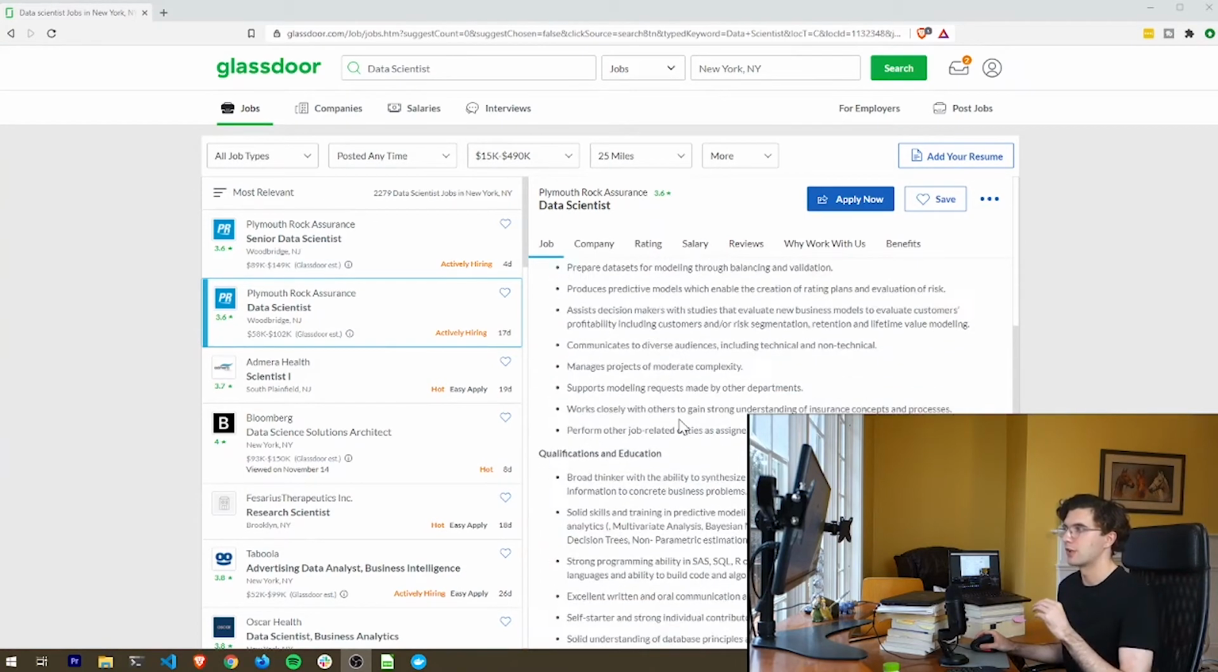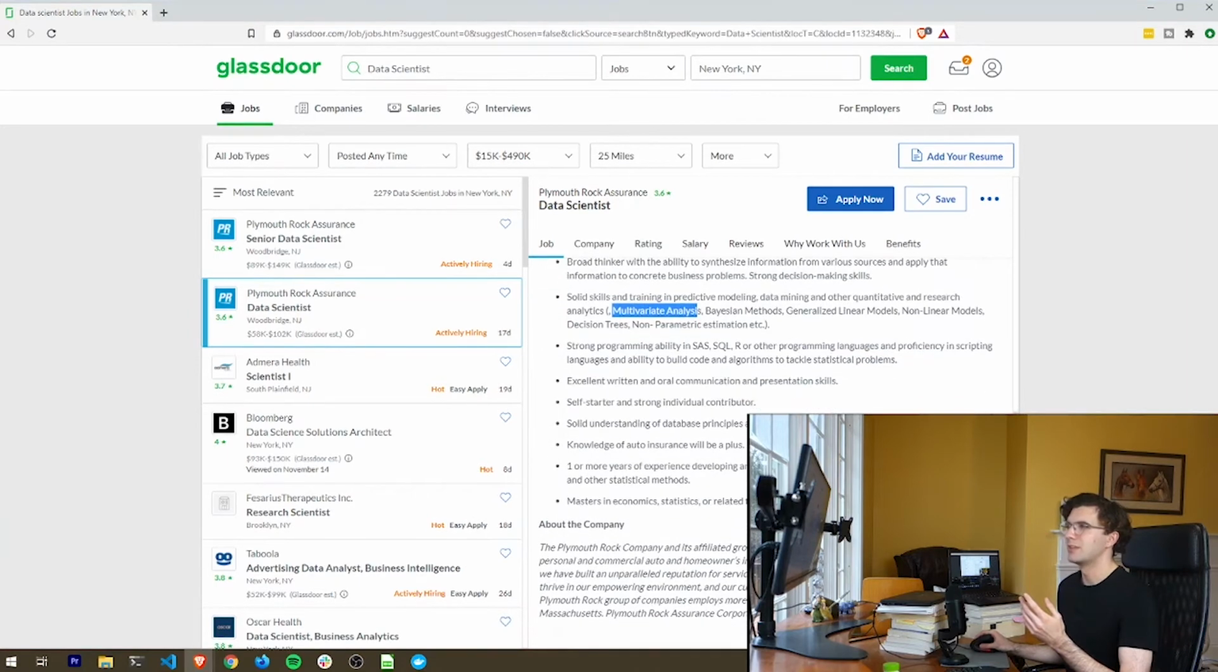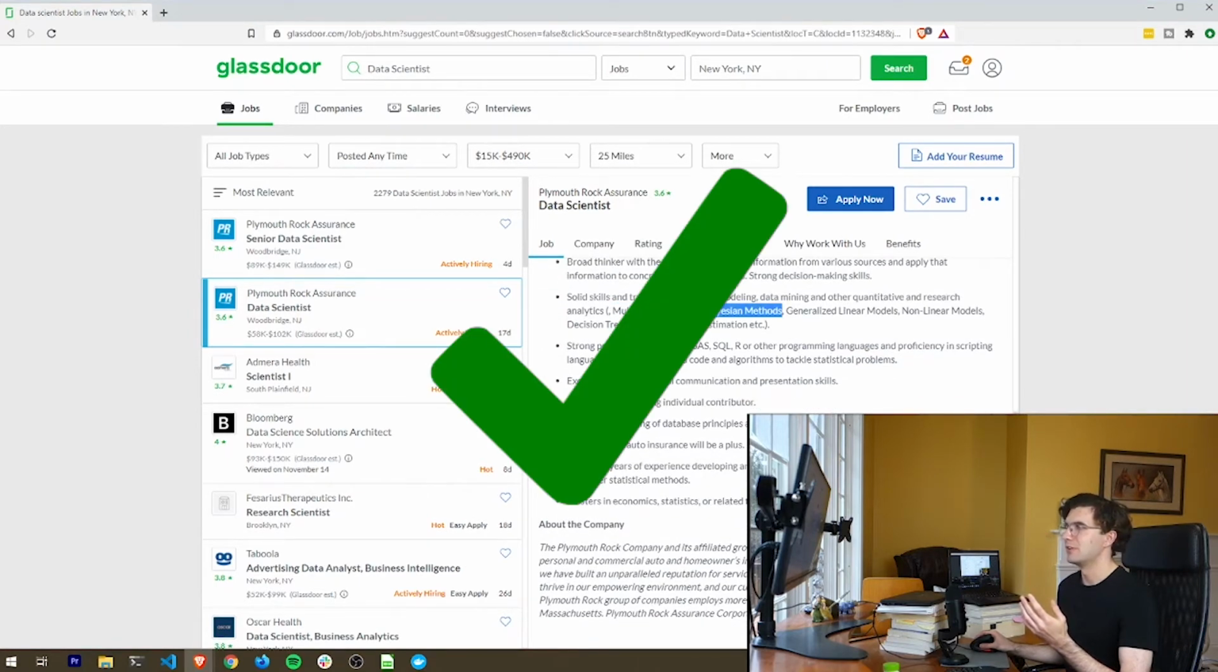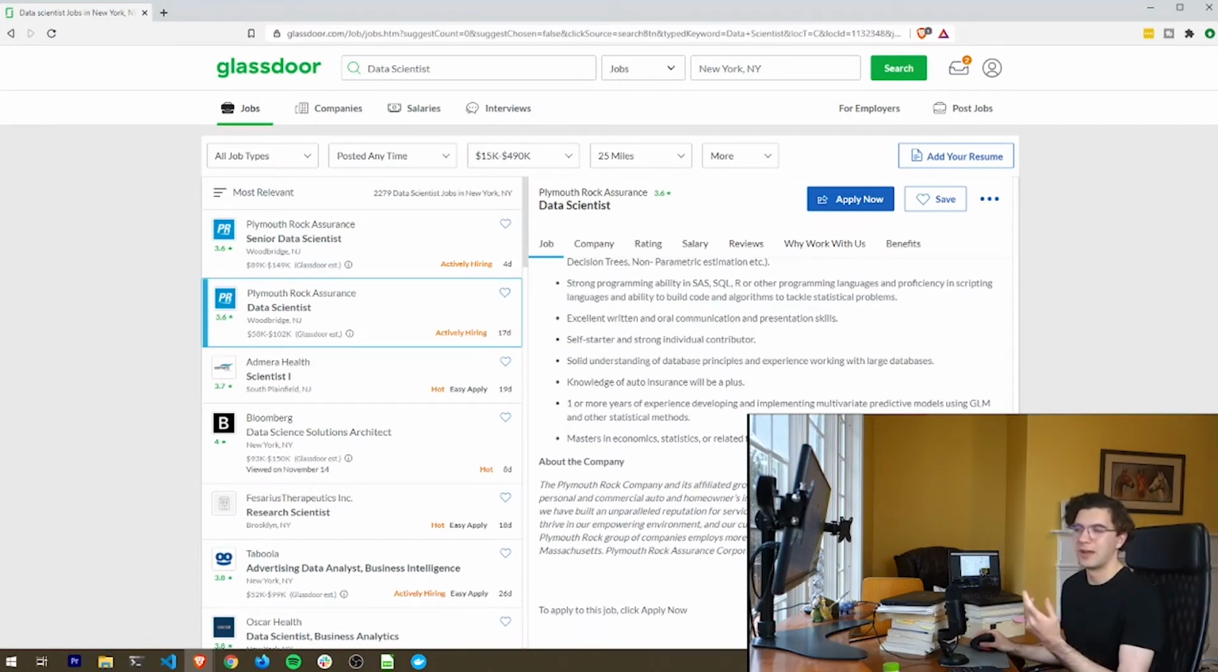Let's see what the qualifications are here. So here we go. They want definitely a strong background in multivariate analysis, some Bayesian methods, linear models, nonlinear models, decision trees. So a lot of heavy math and statistics background here immediately. And they want solid skills in this. So clearly this is a pretty big part of the job posting here. Okay, so that sounds pretty good for this posting. Let's see if we can look up a couple more here.